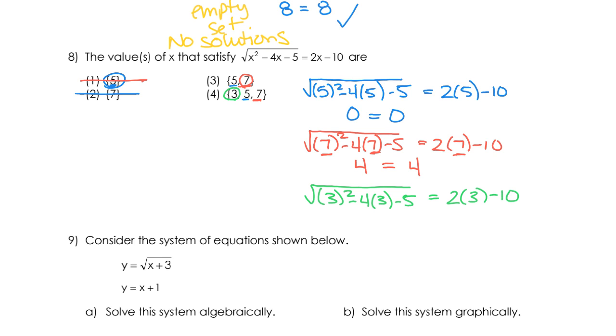Left-hand side, okay, when I type 3 in, something weird happens. It gives me an error. And the reason why it gives me an error is if you take a look at what's underneath here, that would be a 9 minus a 12 minus a 5. Okay? If you think about what 9 minus 12 minus 5 is, that gives you a -8. And the square root of a -8, you can't do.